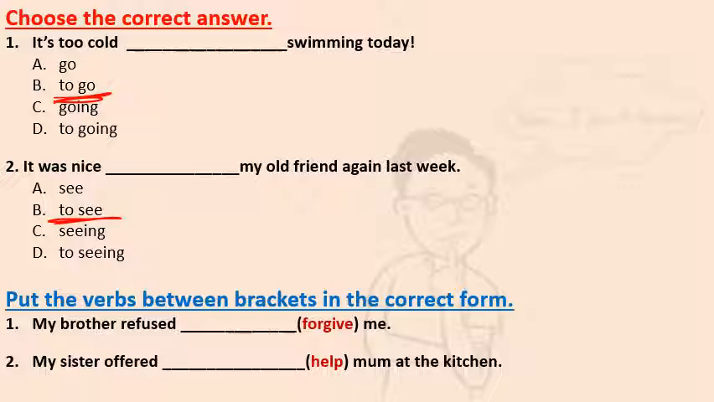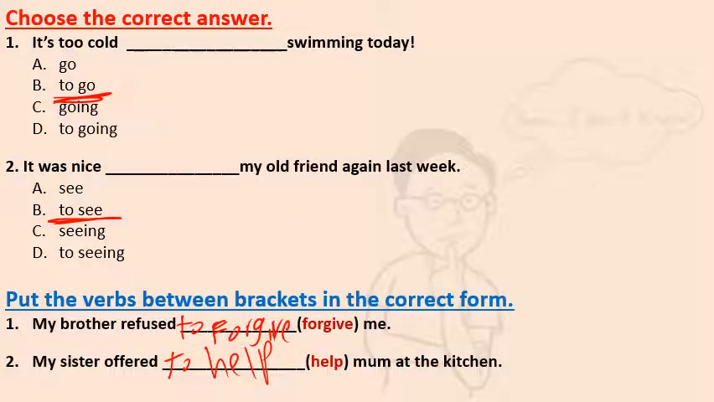Now, put the verbs between brackets in the correct form. My brother refused to forgive me. Excellent. To forgive. Yes, the verb refused is followed by full infinitive. Great. My sister offered to help mom in the kitchen. Excellent. To help. Also, the verb offer is followed by to plus infinitive.